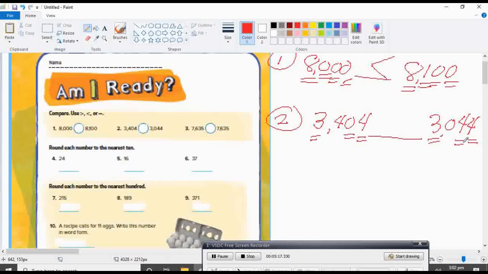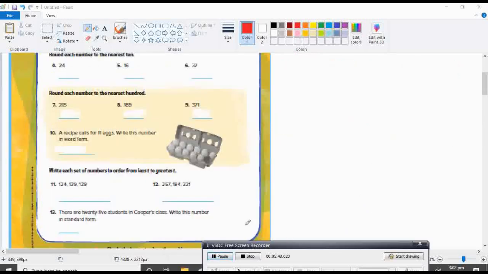Do they have the same digit in tens? Look for the hundreds. Do they have the same digit in tens? That's how you are going to determine which one is bigger. If in hundreds they have a different digit, then you can decide which will be the bigger number. So in this case, 3,404 will be bigger than, or greater than, 3,044.